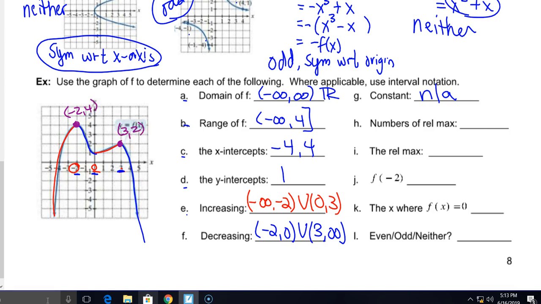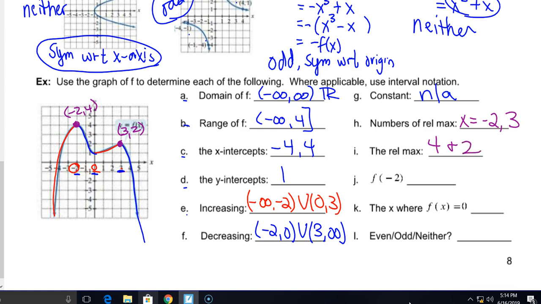Okay, so the numbers of the relative max, they're looking for the x's. So it's at x equaling negative 2. And we also have a relative max there at 3. Now, what is the relative max and mins? Well, we have 2 of them, right? We have the relative max is at 4 and at 2, when x equals negative 2 and 3 respectively. So at 4 and 2. Very good.